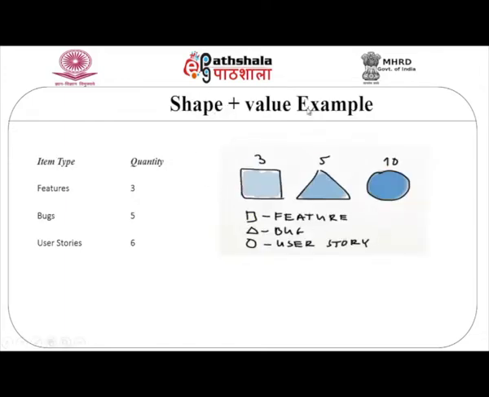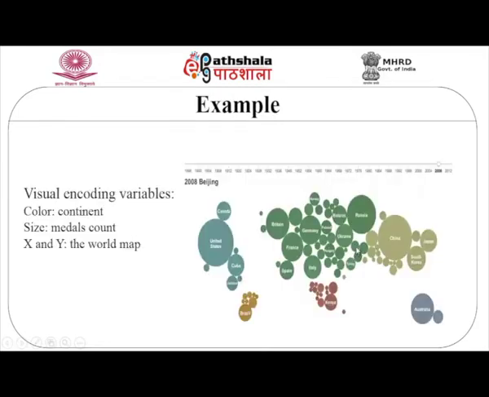The next one is shape plus value example. Here for the same example we have seen that we can represent this in a visual format using different shapes. So we have a square shape, a triangular shape, and a circular shape to represent values 3, 5 and 10. This is one good example for visual encoding variables.